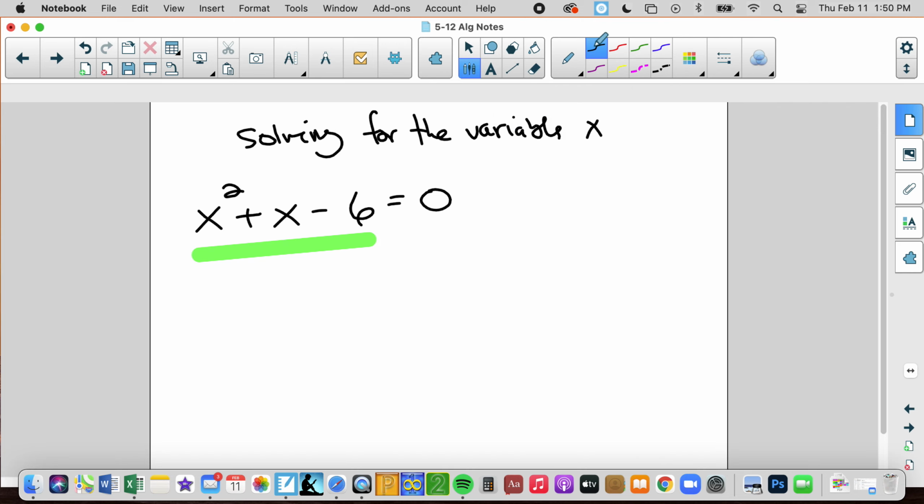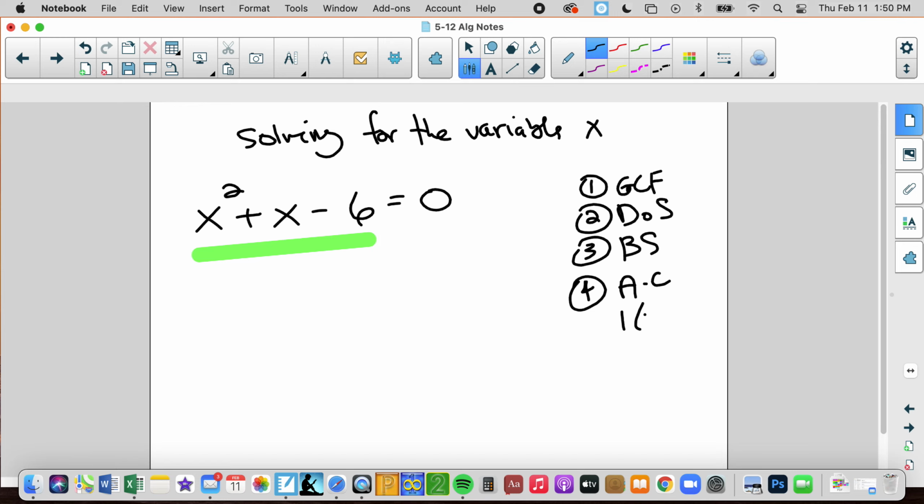So we go through our criteria. Does it have a greatest common factor? No. Is it the difference of squares? No, it has 3 terms. Is it a binomial square? All right, it has 3 terms. Unfortunately, the second sign is negative, so it's not a binomial square. Can we do a times c? Yes, it has 3 terms. So a is 1, c is negative 6.